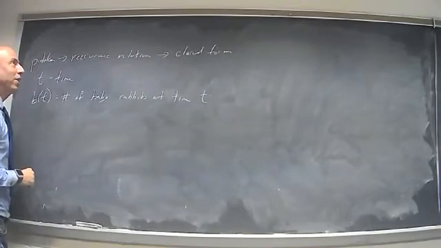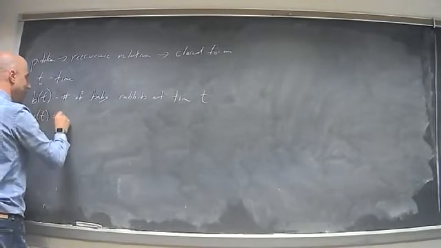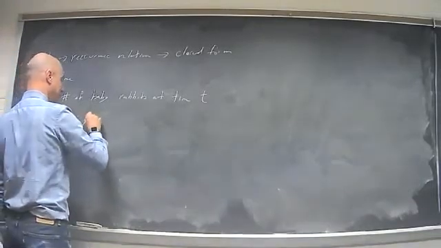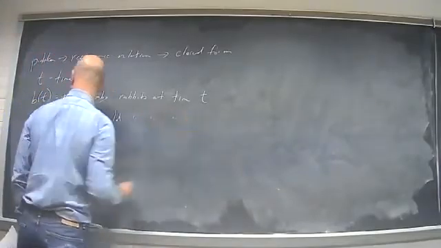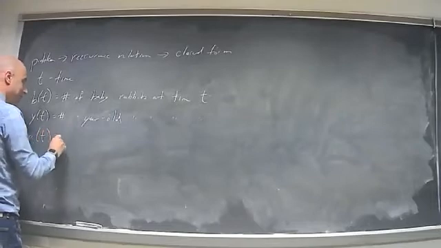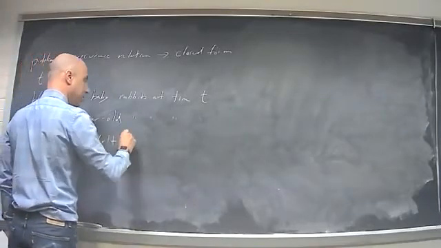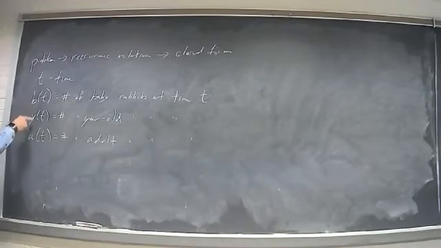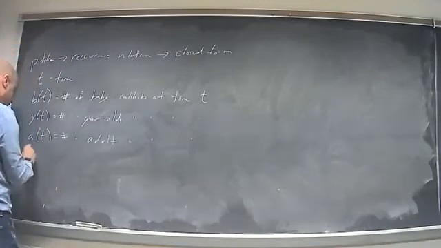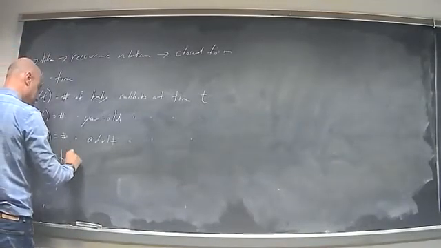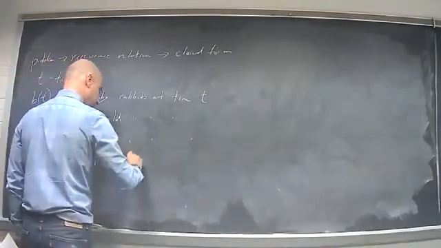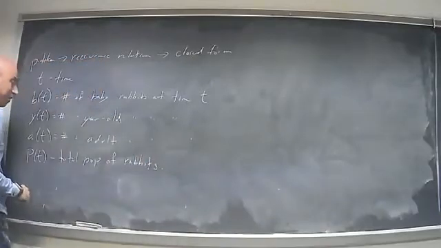Let's see, year-old rabbits. What do we want to call those? We'll let Y of T be the number of year-old rabbits. And we'll let A of T be the number of adult rabbits, at least 2 years old. So B, Y, and A. Baby, just born, Y, year old, and A, 2 years old or more. And these rabbits, like the rabbits in problem number 1, are immortal. And P of t is the total population of rabbits.